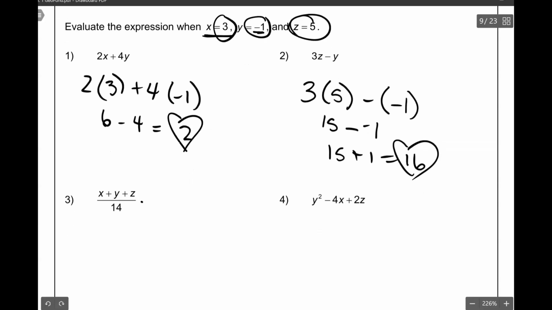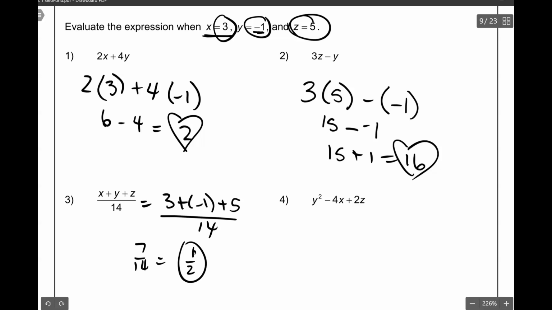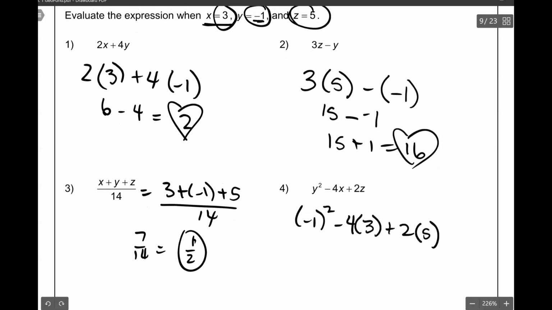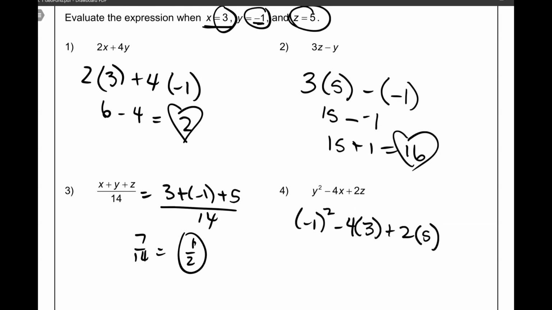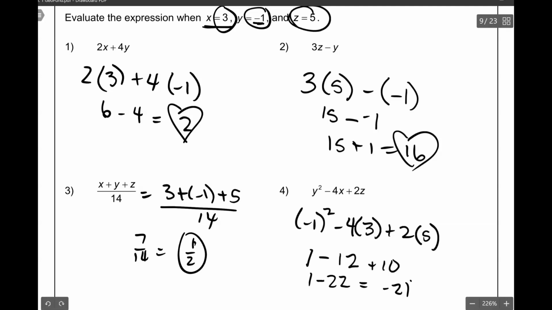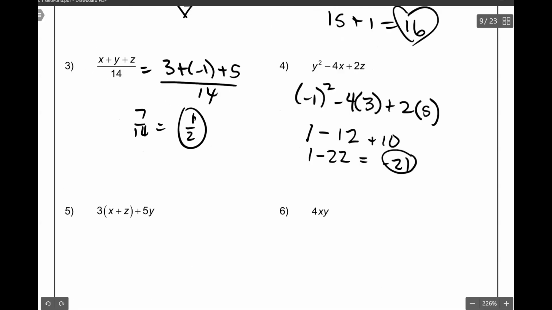All right, let's keep going. So I'm just going to plug in 3 plus -1 plus 5 all over 14 gives me 7 over 14, so that's 1/2. All right, ready? Y squared, so I have to take -1 times itself minus 4 times my x, which is 3, plus 2 times z, which is 5. So let's go through. Negative times a negative is a positive. All right, 4 times 3 is 12. And then 2 times 5 is 10. Eli, do you know how to add? What is 1 minus 22? -21. Awesome.